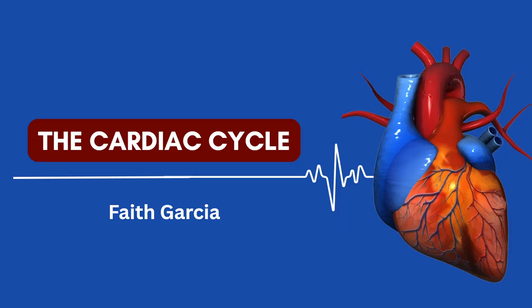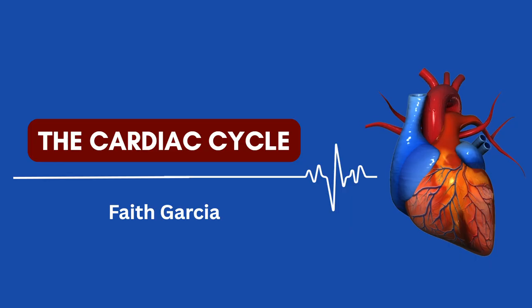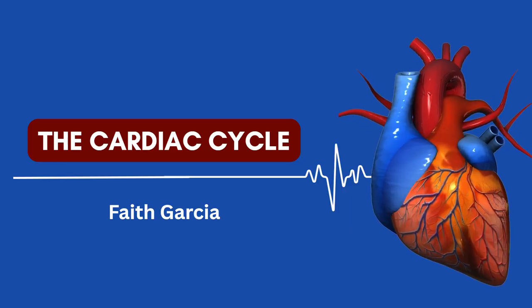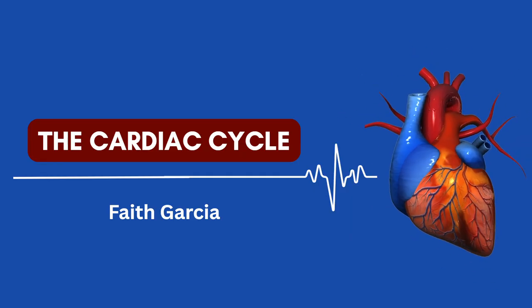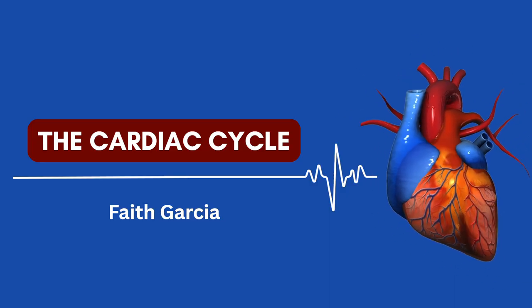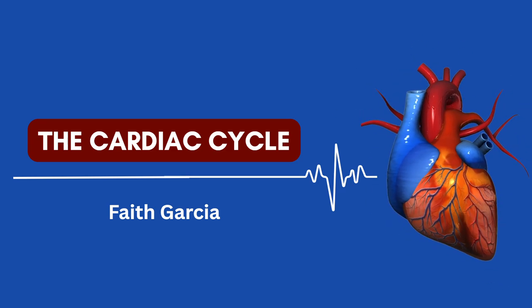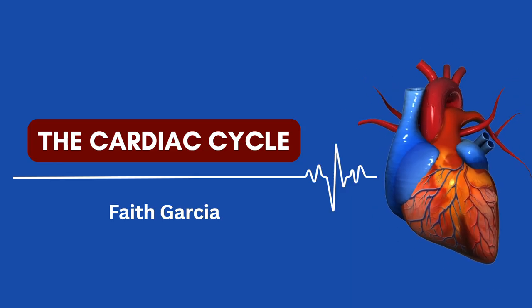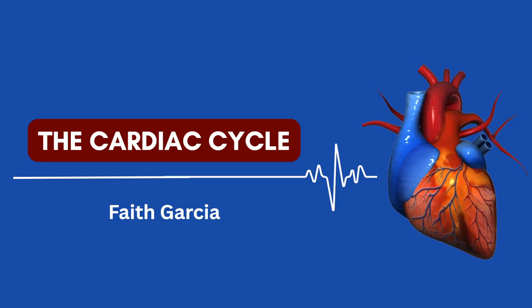Guys, so today we're going to be talking about the cardiac cycle. The cardiac cycle is the events that occur during one heartbeat, so from the time it takes to get from one heartbeat to another. This cycle consists of periods of diastole, when the heart is at relaxation and fills with blood, and systole, when the ventricles contract and pump blood.